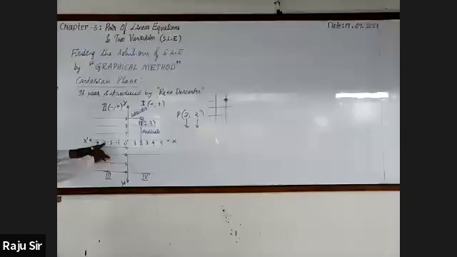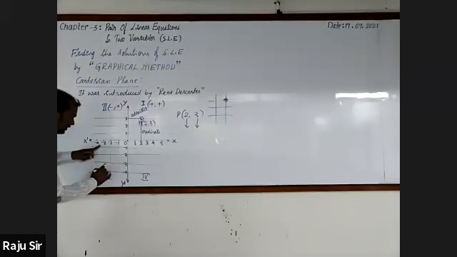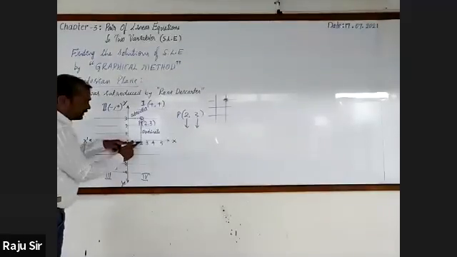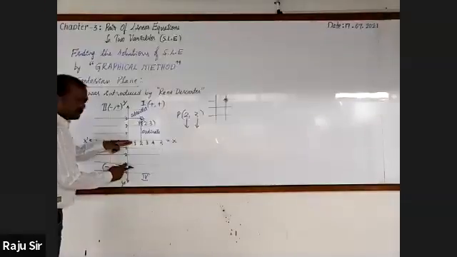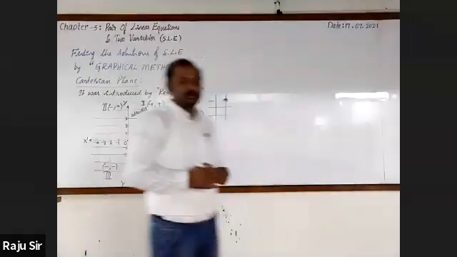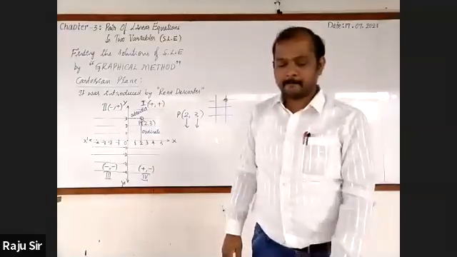In the third quadrant, it is minus, comma, minus. Negative, negative. And the fourth quadrant is plus, comma, minus. Plus, comma, minus. Written up?